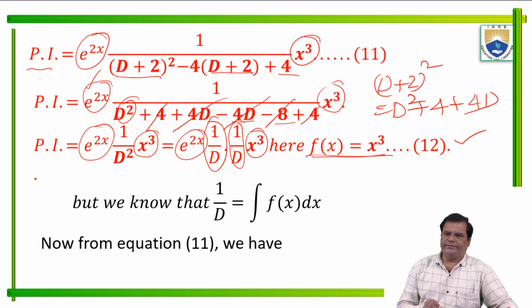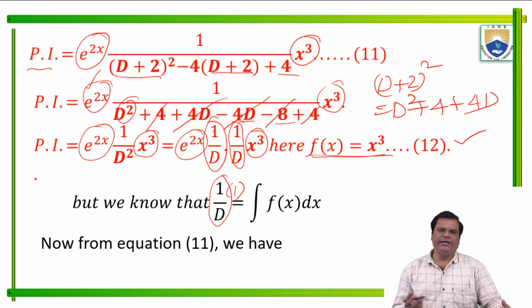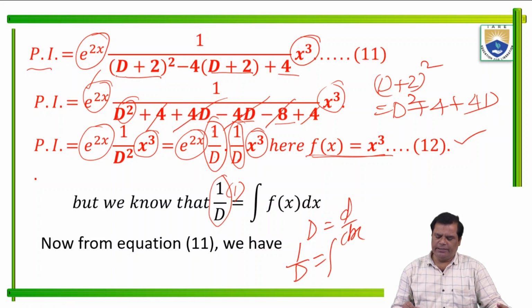But we know that 1 upon D. What is the value of 1 upon D? Here 1 upon D means integration with respect to x. D means differential with respect to x, this is d over dx. 1 upon D means integral with respect to x.